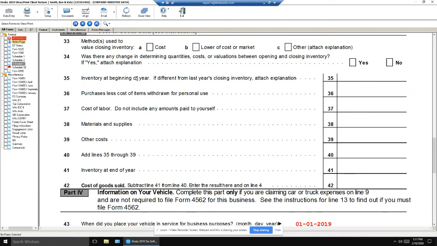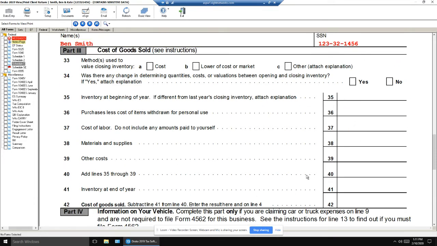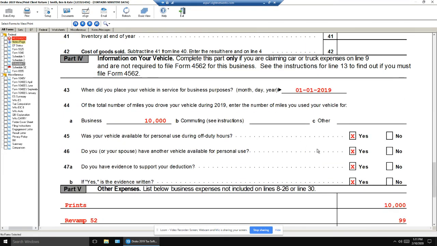So we have here a cost of goods sold section. You might see something on here like prints, as we said earlier, might go on here. And then here's your vehicle section, which you should always have. Make sure that this is answered correctly, because some people, as they're preparing a return, take a shortcut and say, well, the right answer, so to speak, here is yes. So we'll just say yes across the board, right?